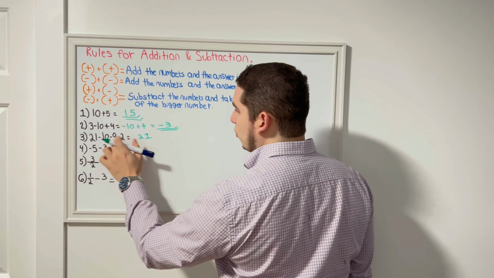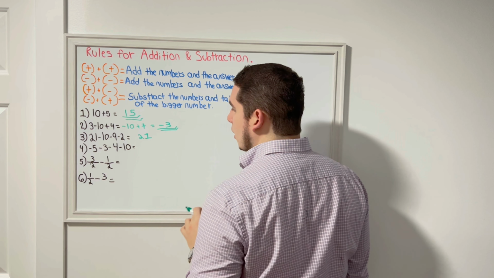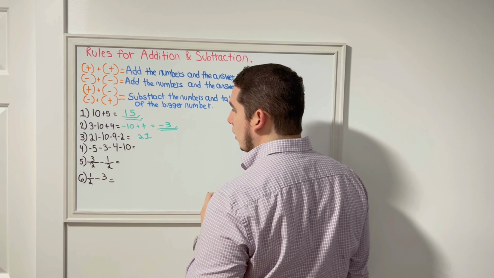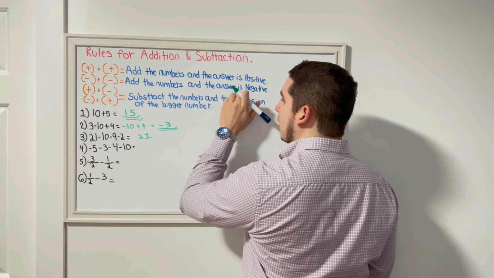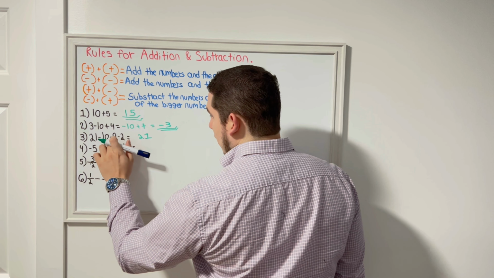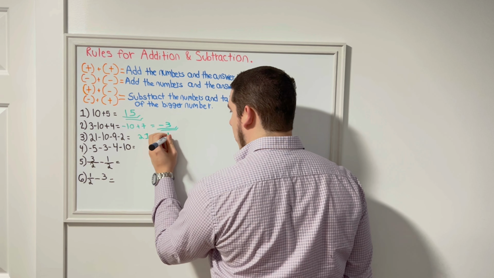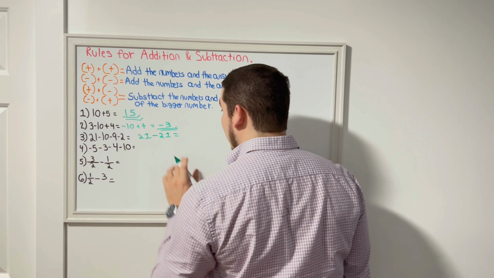Now for this one, we have a +21 and we have three negative numbers. We will add them, and since the three numbers are negative, we will leave the negative sign. So this is 21 minus 21, and this equals 0.